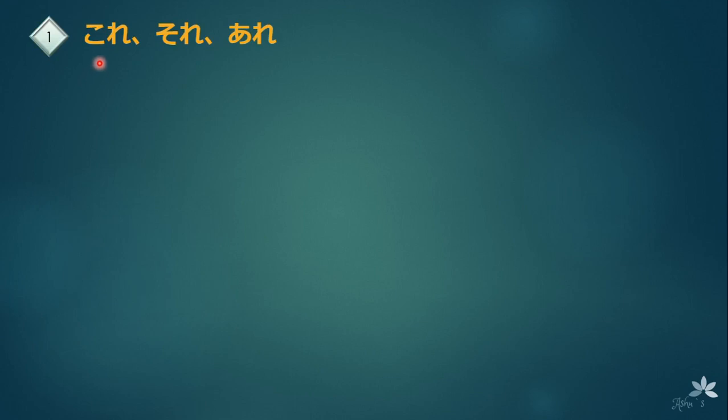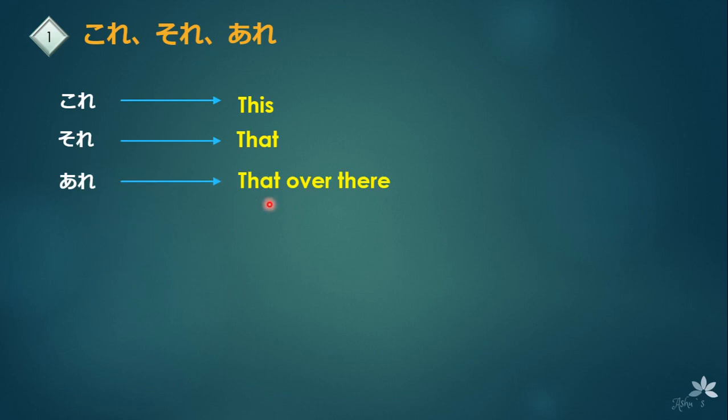The first thing is kore, sore, and are. These are the demonstrative nouns. Kore means this, sore means that, and are means that over there.